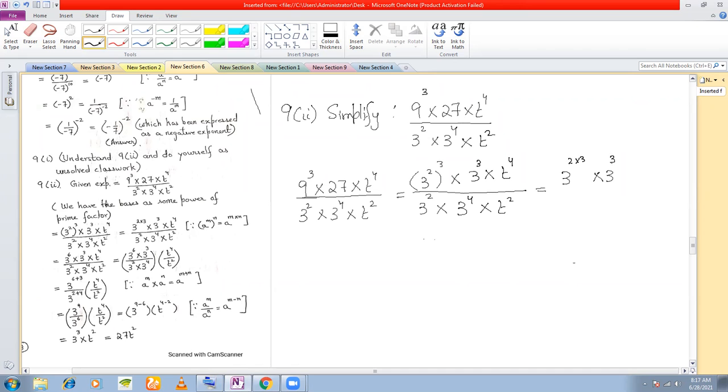Into 3 cube into t to the power of 4 divided by 3 square into 3 to the power of 4 into t square. Now you can write 3 to the power of 2 into 3 as 3 to the power of 6 into 3 cube into t to the power of 4 divided by 3 square.